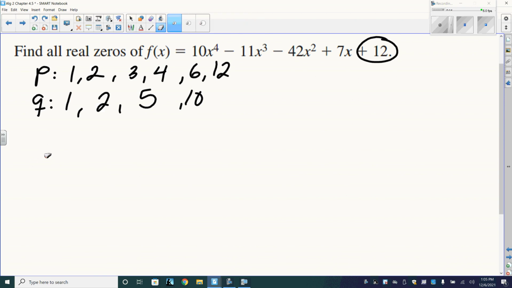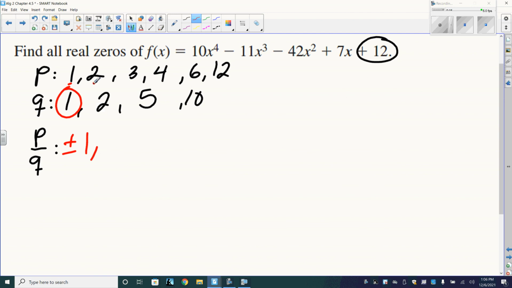Let's do that in black. Now we want to find P over Q. I always start out with q being 1, and then we'll progress from there. And we want to divide each of the values of p by our first q, which is 1. So we'll do 1 divided by 1, which is 1.